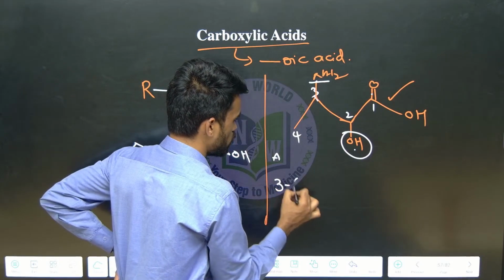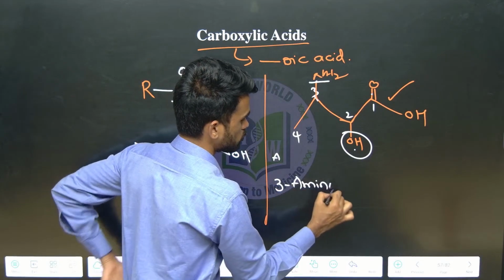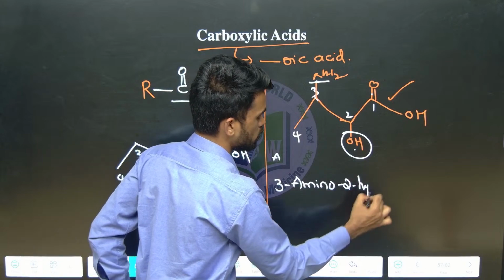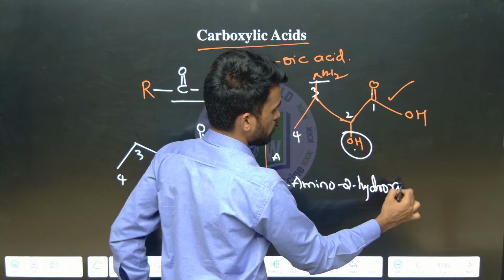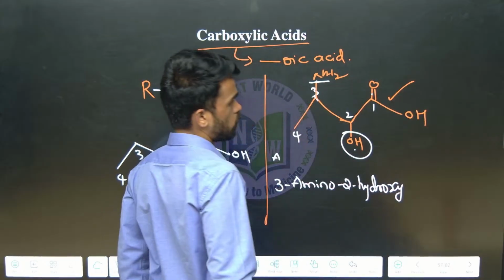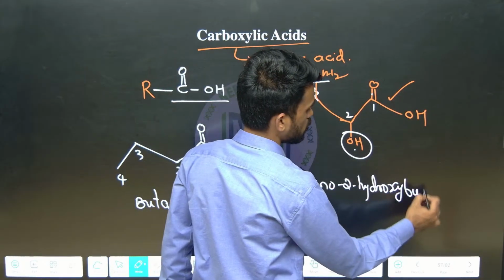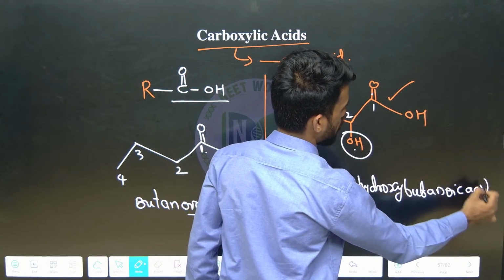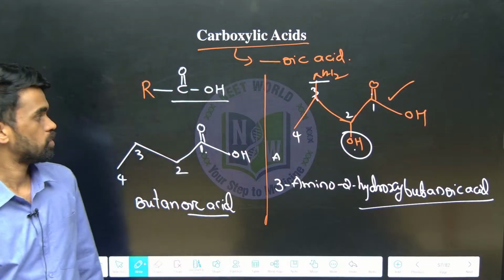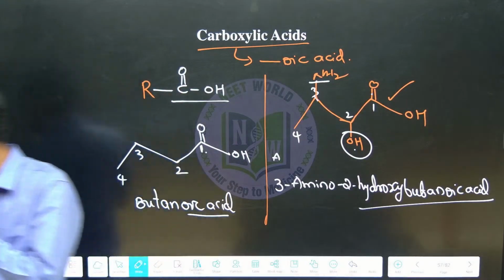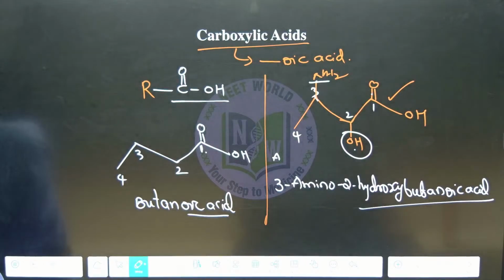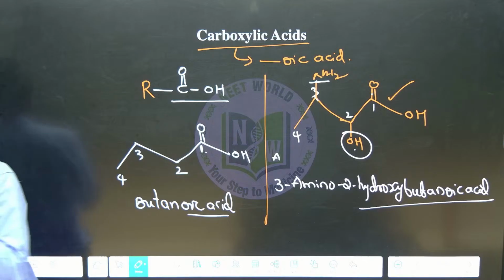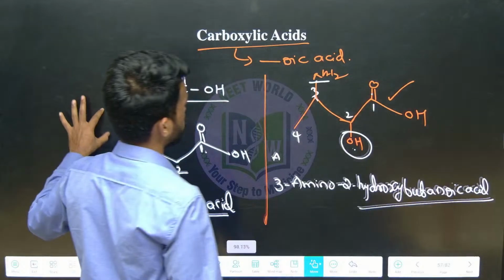So 3 amino, 2 hydroxy, butane oic acid, butane oic acid. This is the name of the compound, okay? Hope the concept and the discussion is clear, right? Let's move forward. Butane oic acid, okay? Right.